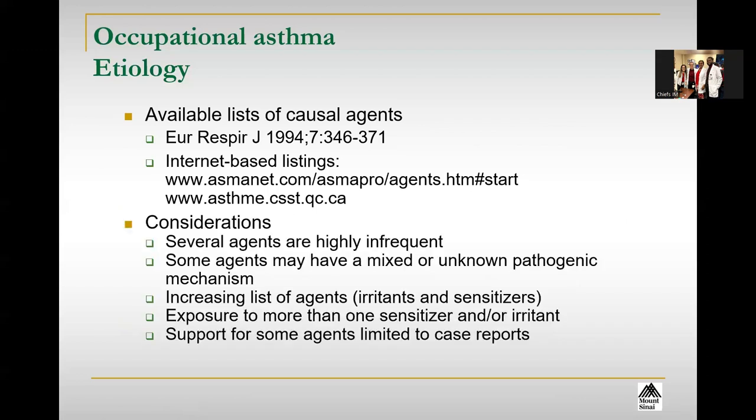In practice, we keep lists of these agents or use internet-based listings to try to keep track of them, particularly when there is an agent that is less frequent. But I would caution that in general, the controversy about occupational asthma relates to the fact that many of these 300 or so agents are highly infrequent or cluster in certain areas of the world. Some agents may have a mix, or the pathogenic mechanism is completely unknown.